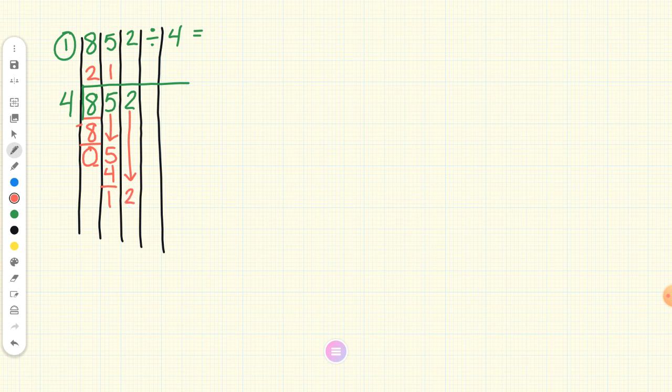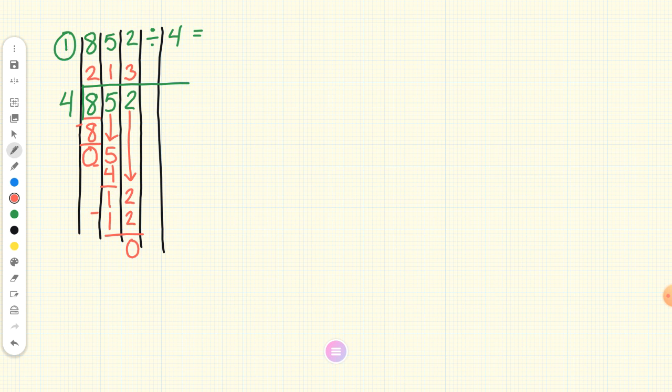Carter, how many times does 4 go into 12? 3. 3 times. So I put a 3 up there. 3 times 4 is 12. Subtract, and I get nothing left over. Now, I'm not done yet. All of my work is there. Now I have to give my answer.